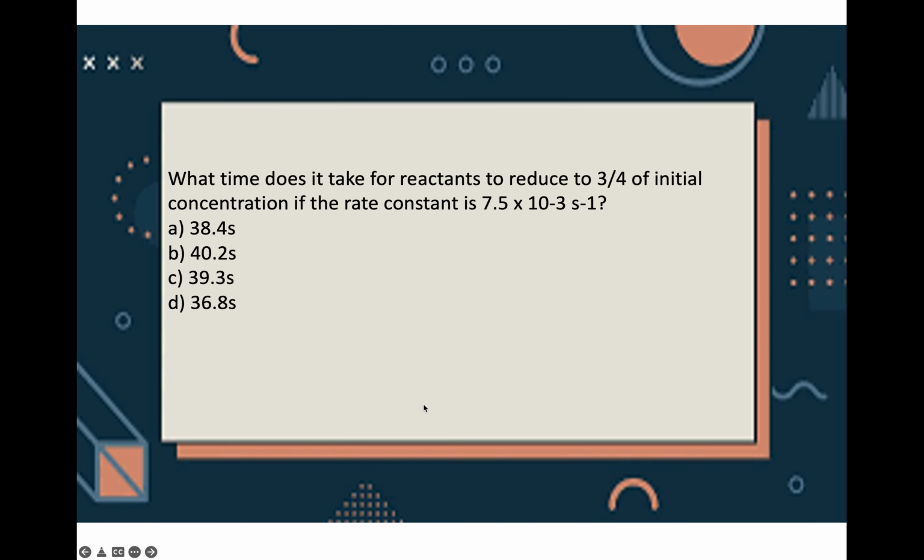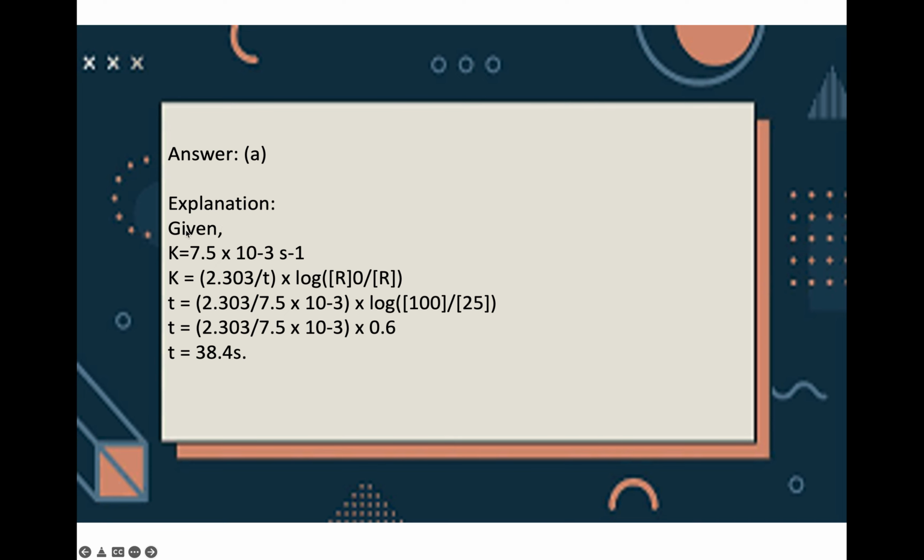Okay, now moving on to the next question. What time does it take for the reactant to reduce to 3/4 of its initial concentration if the rate constant is given as 7.5 into 10 to the power of -3 per second? So here the value of the rate constant is given, and they are asking for the time it takes to reduce to 3/4 of its initial concentration. Four choices are given.